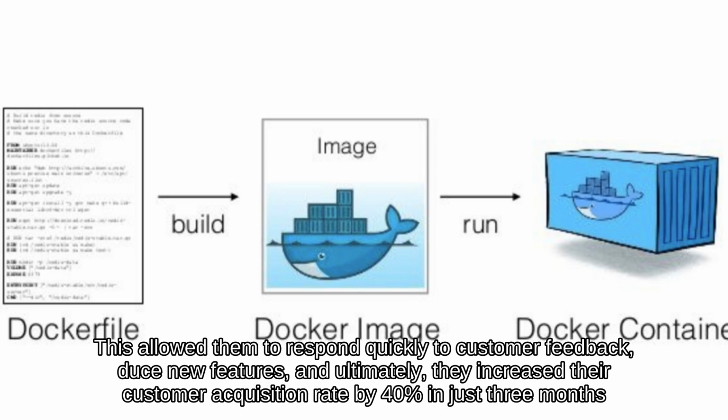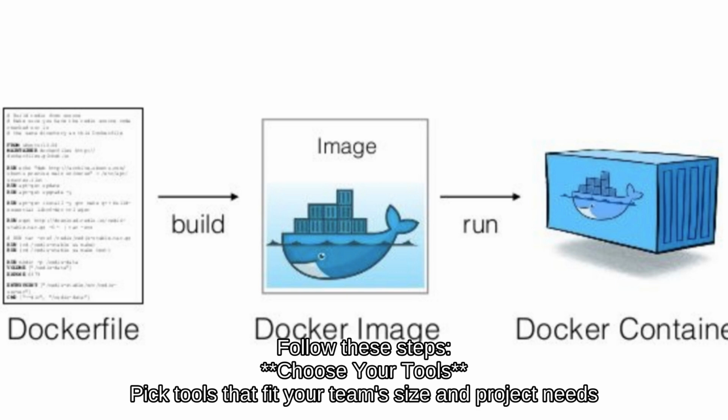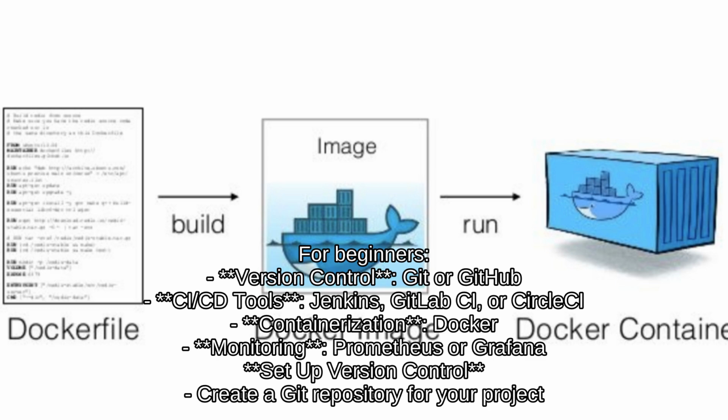What to do instead? Here's a framework to build a CI/CD pipeline in your startup. Follow these steps. Choose your tools. Pick tools that fit your team size and project needs. For beginners: version control, Git or GitHub; CI/CD tools, Jenkins, GitLab CI, or CircleCI; containerization, Docker; monitoring, Prometheus or Grafana.